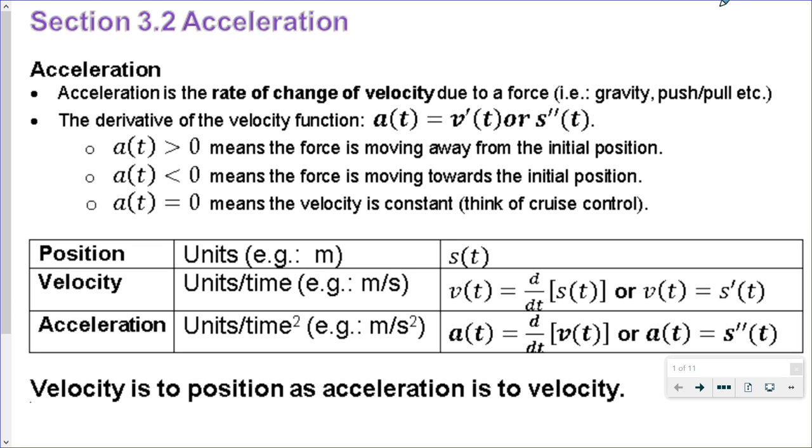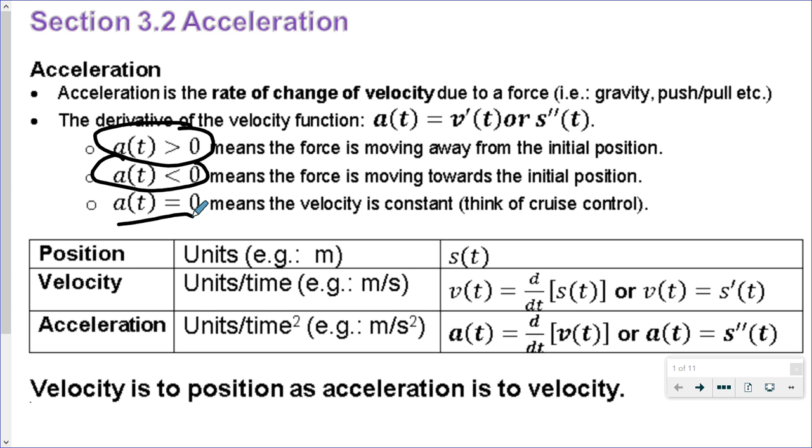Now, acceleration is positive, or greater than 0, when the force is moving away from the initial position. Acceleration is less than 0 when the force is moving towards the initial position. And acceleration is equal to 0, meaning there is no force on the object, so that the velocity can be constant. Think of that as cruise control.